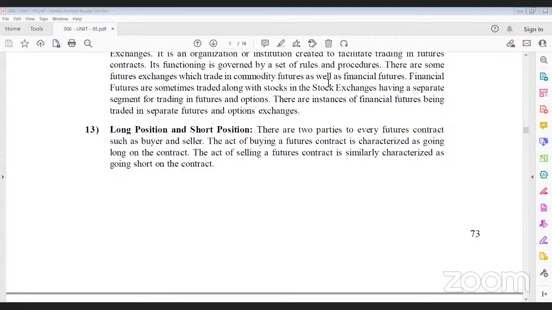Next feature is long position and short position. What are long position and short position? There are two parties to every futures contract, a buyer and a seller. The act of buying a futures contract is characterized as going long on the contract, whereas the act of selling a futures contract is similarly characterized as going short on the contract.